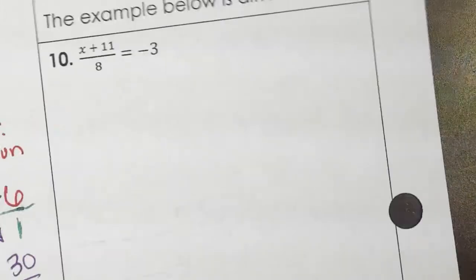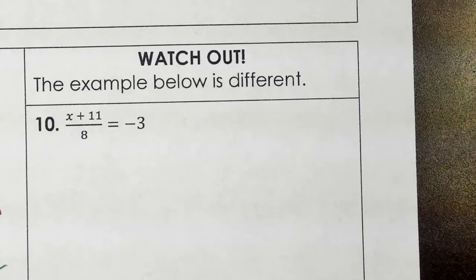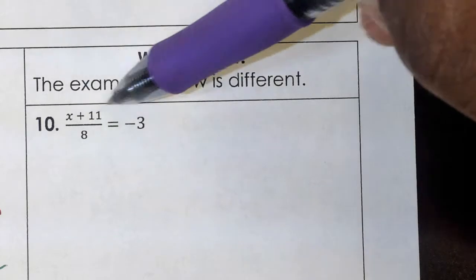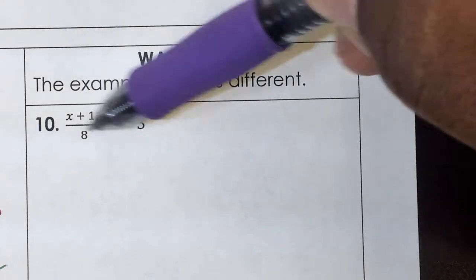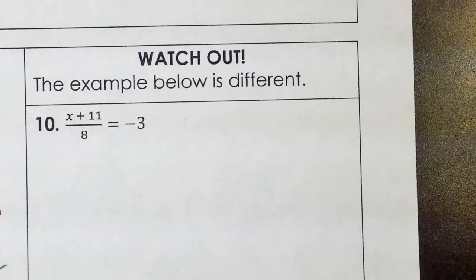That's number 10. That's the one I say everybody gets confused on. X plus 11 over 8. This whole expression is being divided by the number 8. A lot of y'all try to move the 11 first. How can you move 11 when it's being divided by 8? You can't. In this case, since that whole expression at the top is being divided by 8, that 8 has to be moved first to solve it. You got to do that first.